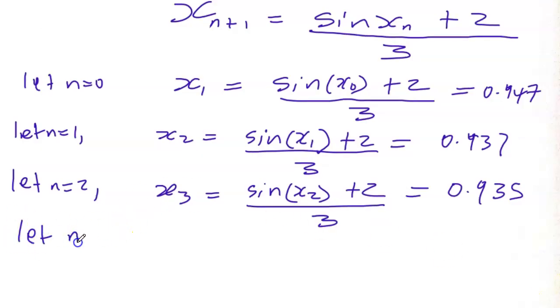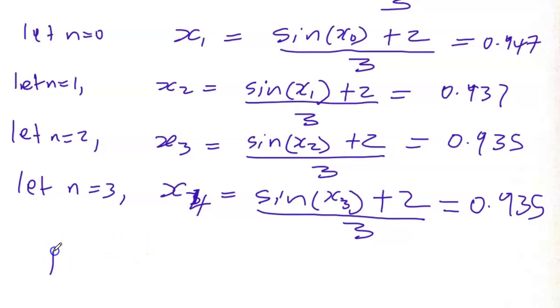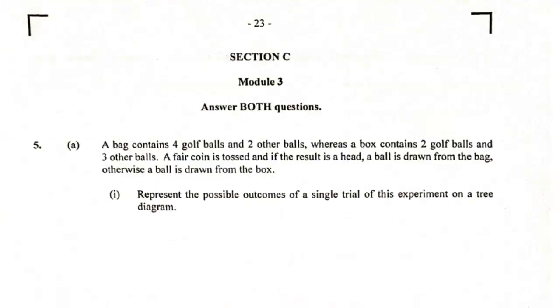So this time we can let n be 3. So we find x subscript 4, which is sine x subscript 3 plus 2 all over 3, which is sine 0.935 plus 2 divided by 3. Again, we get 0.935. So I think I'll stop here since we're still getting 0.935. So therefore the root is 0.935. Let's continue. So now we're at question 5.